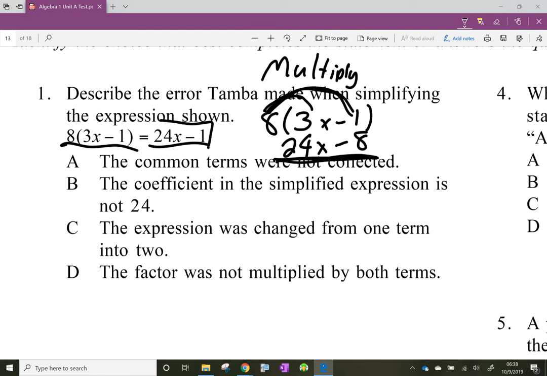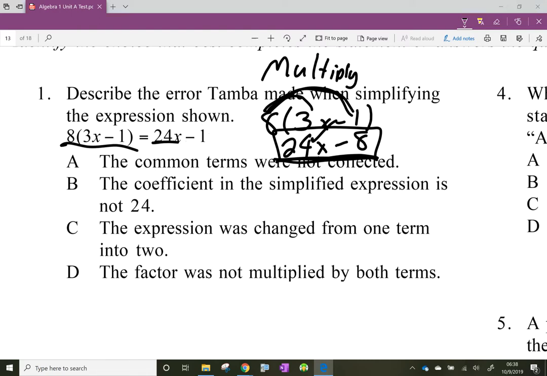However, Tamba showed 24x minus 1 instead of 24x minus 8. So she's made an error. She's obviously wrong. So what did she do wrong is the question, right? Well, here's the thing. That minus 1 is wrong. The 24x she's got, that's good. We got that too. But she's supposed to have minus 8 and not minus 1.